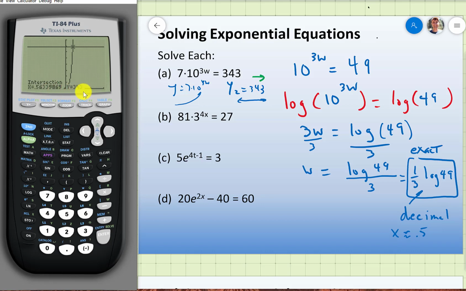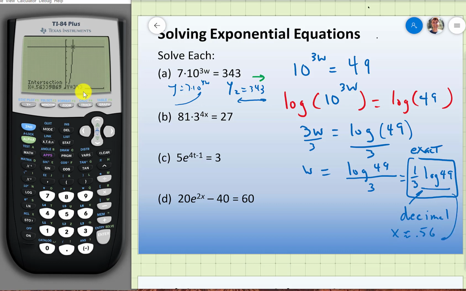I didn't give enough decimals here, but when I put this in the calculator, I get this decimal, and the graphing intersection also gives me this rounded answer. So that's my confirmation that my exact solution is a good answer.